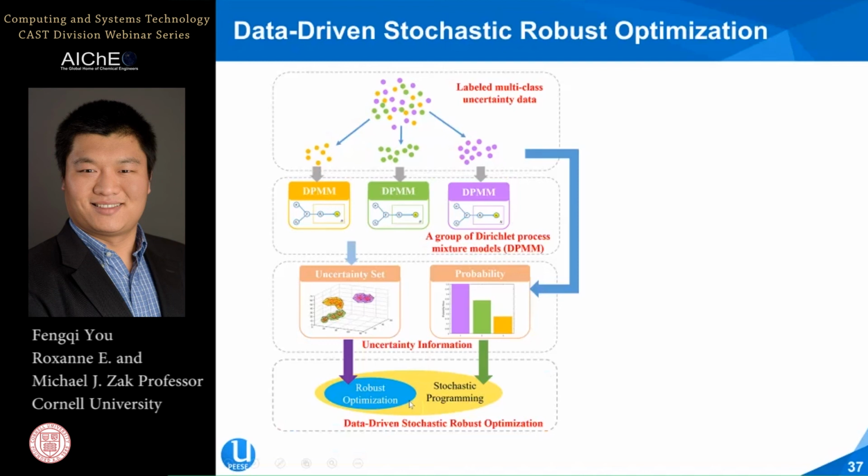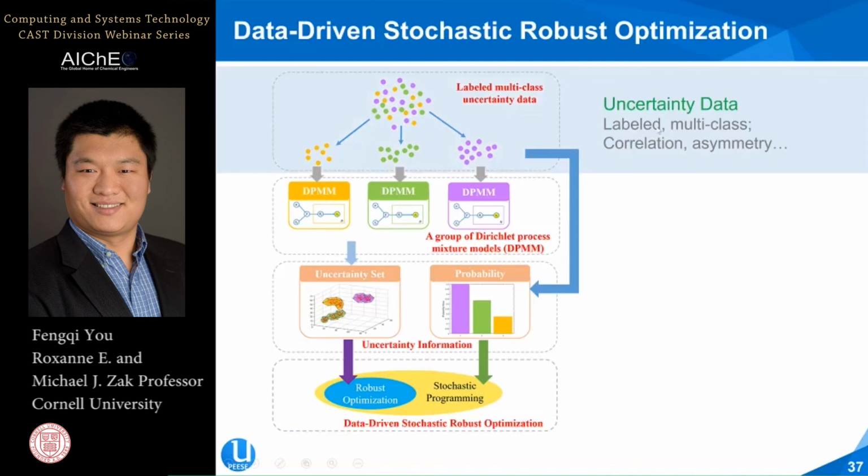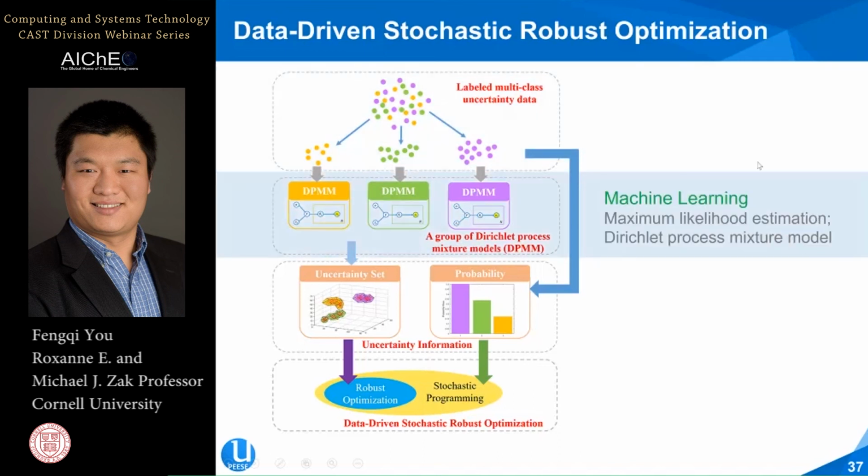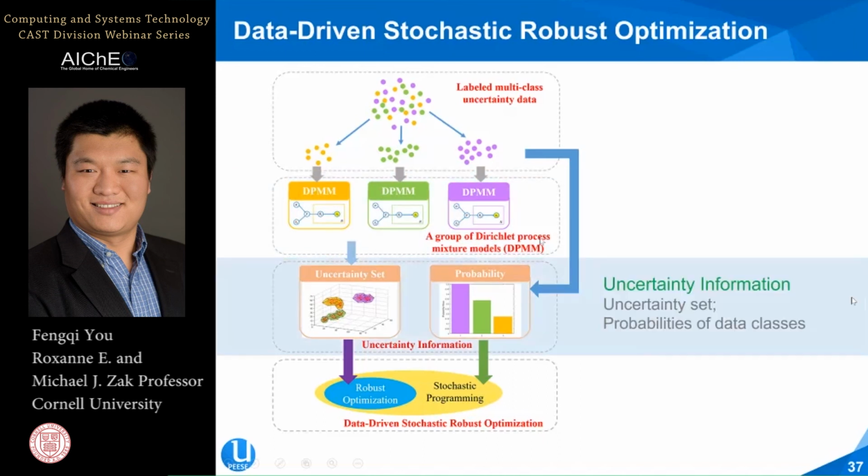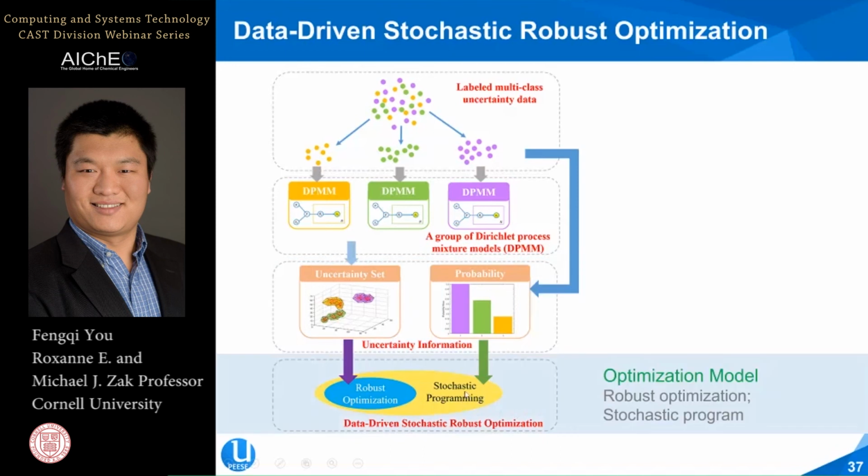This is a unified framework capturing both cases. You begin with labeled multi-class uncertainty data, which may be correlated or symmetric, or have any other kind of structure. We use machine learning techniques with maximum likelihood estimation and the Dirichlet process mixture model to generate a group of Dirichlet mixture models, giving uncertainty sets and probabilities. Then this uncertainty information is combined and solved in a nested stochastic robust optimization problem, with an outer level for stochastic programming and an inner level for robust optimization.